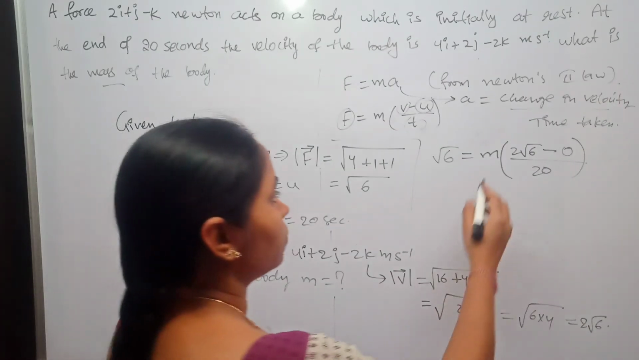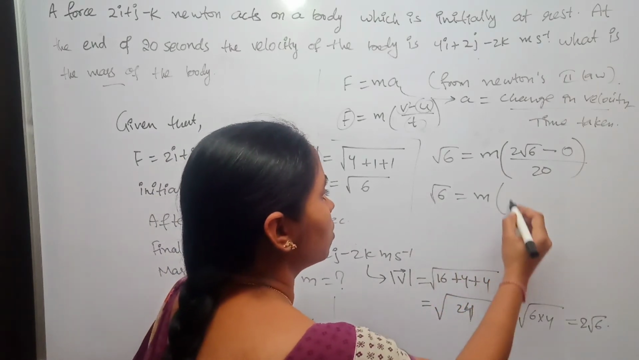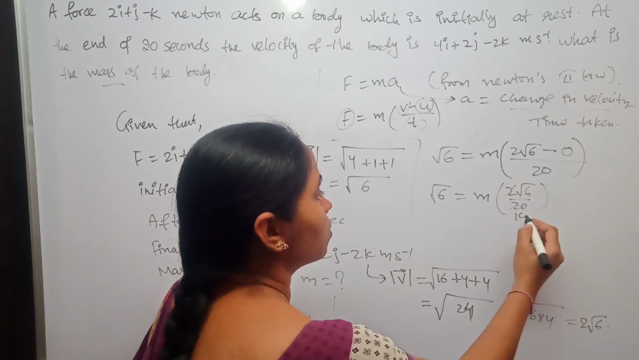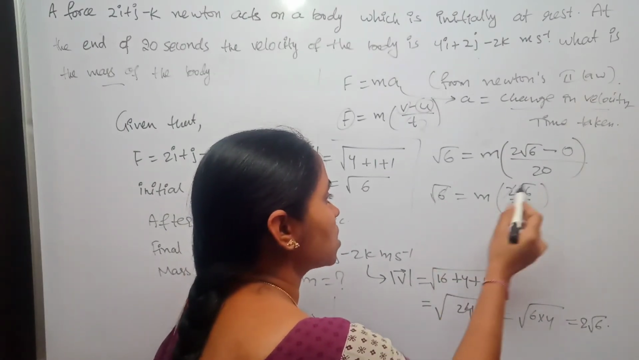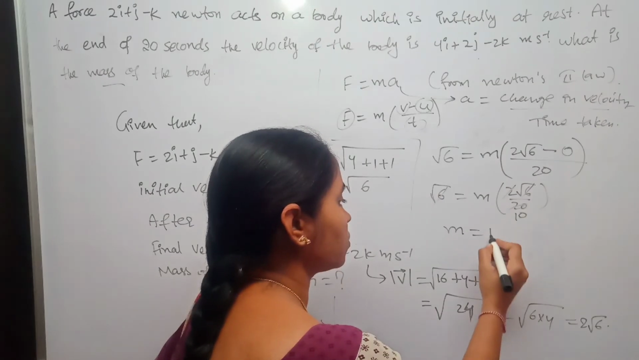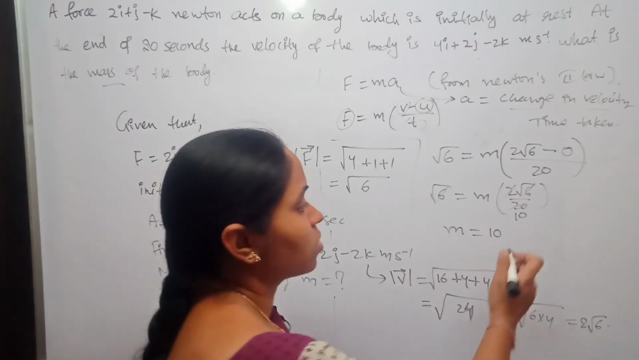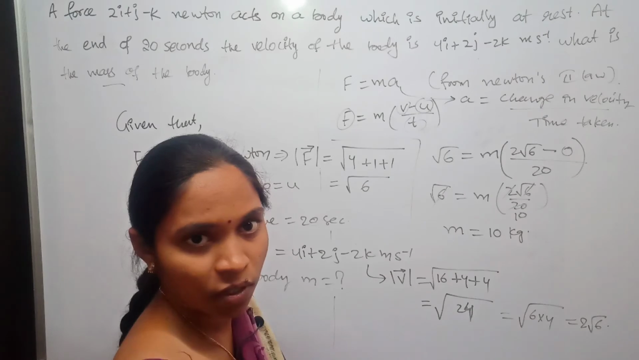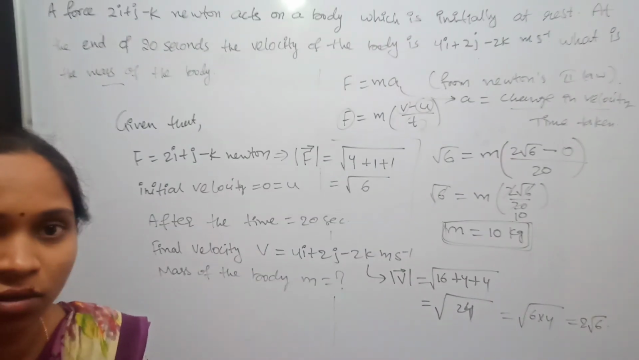Now root 6 equals mass into 2 root 6 by 20. Two tens are 20, and root 6 get cancelled. Therefore, we are left with mass is equal to 10. 10 what, grams or kgs? Kgs. Why? Because we have taken the SI units. The mass is equal to 10 kgs.